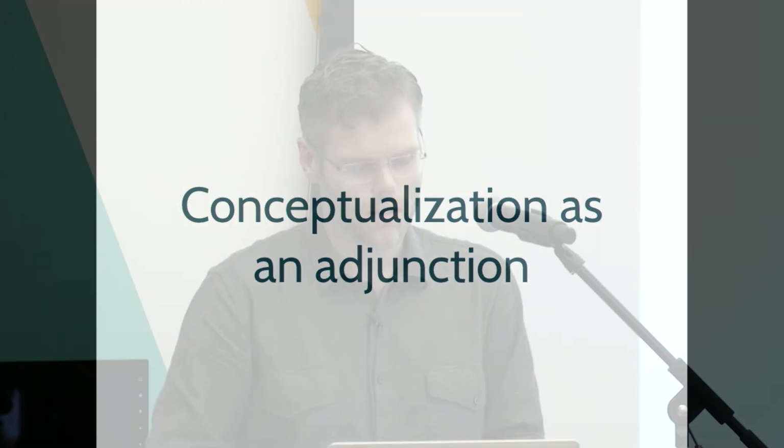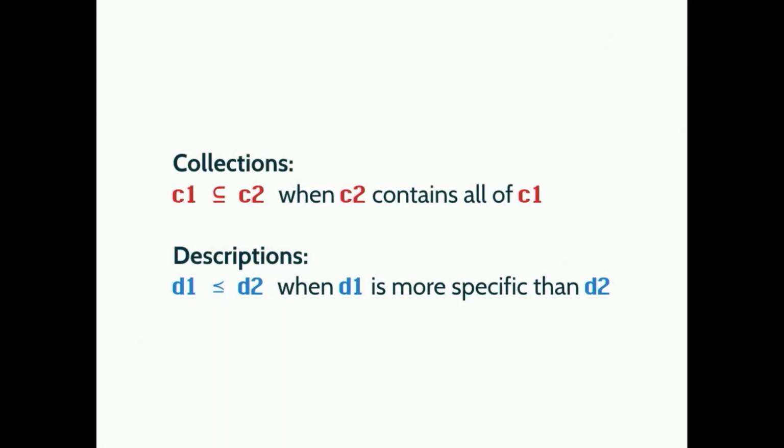Great. Let's take another one. So conceptualization as an adjunction. This is one from everyday life, and it's another example of a Galois connection. Okay, so consider all the stuff in this room. We're going to say that there's a category of all the things in this room.